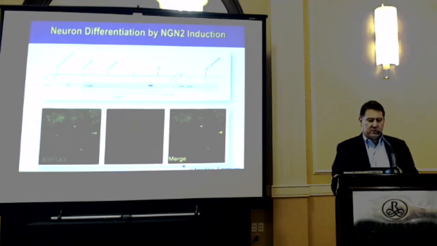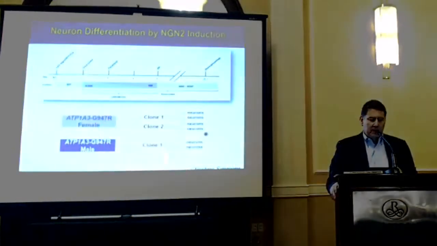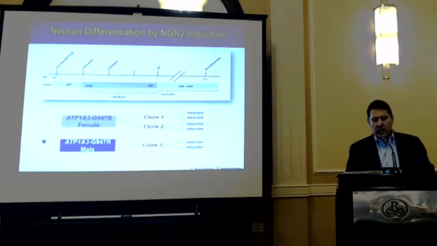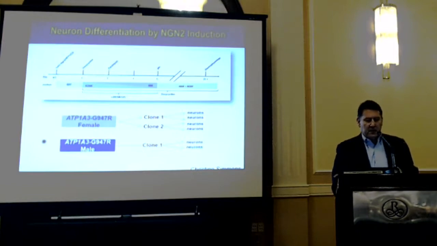Here are some more elegant pictures. Here we stained for ATP1A3. We wanted to make sure the neurons had the gene we were interested in studying, and they do. And our first few experiments, the first few lines that we were able to study in the lab, all had the mutation G947R. That's the third most common mutation. It was one of the first patients we encountered that Dr. S's lab was able to make stem cells on.